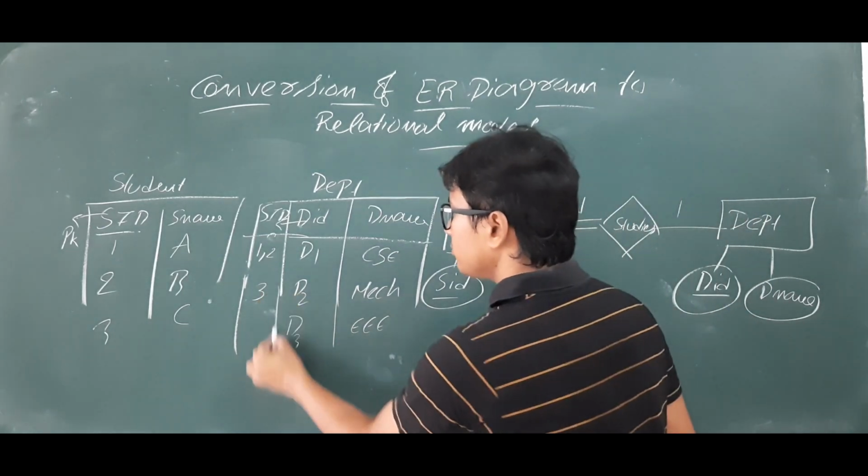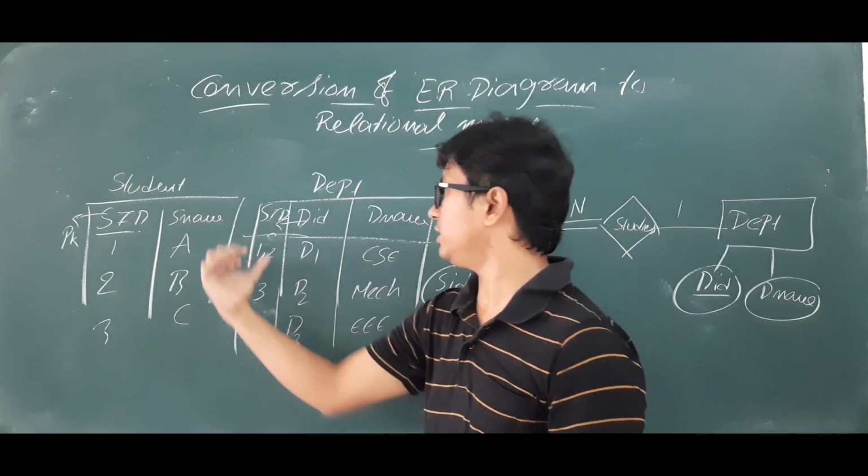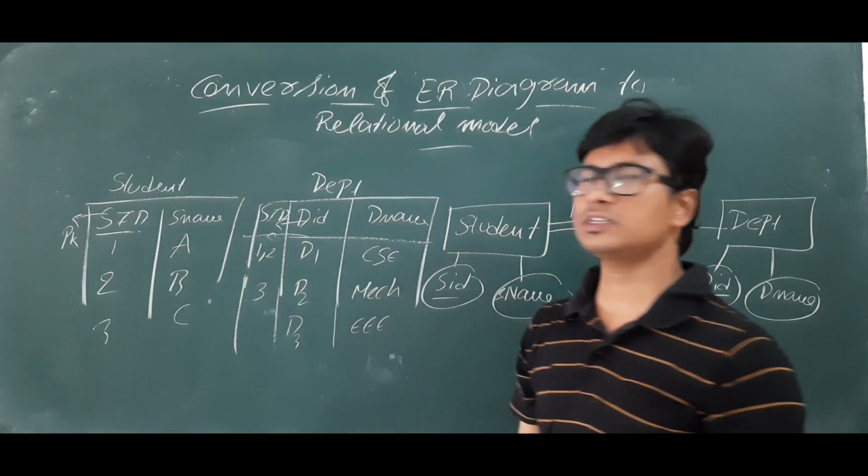Now what is the problem with this one? Obviously, if I make it a foreign key here, obviously 2 students are studying in the CSC department.